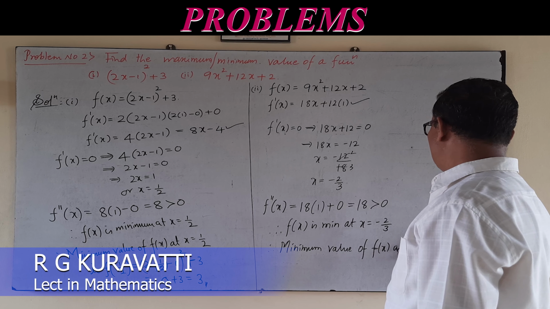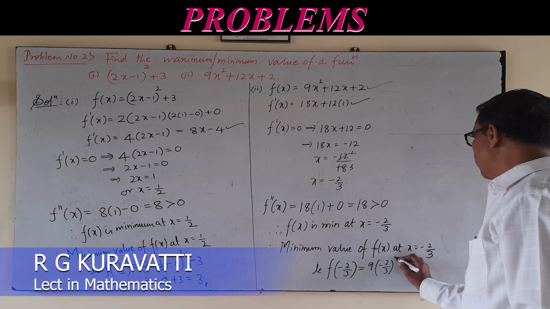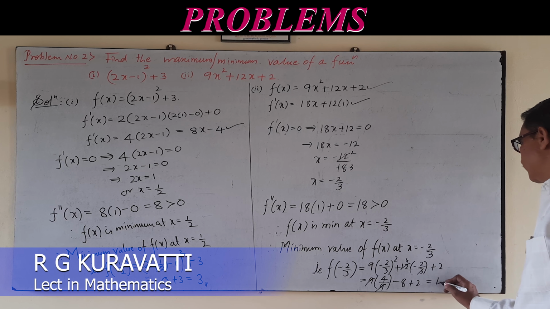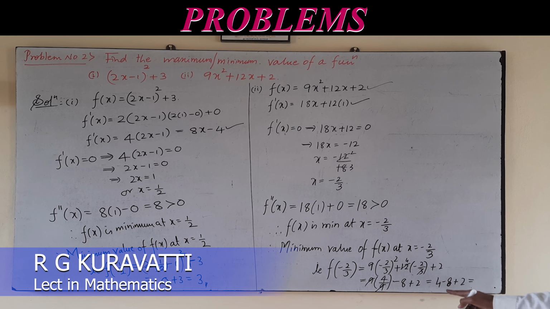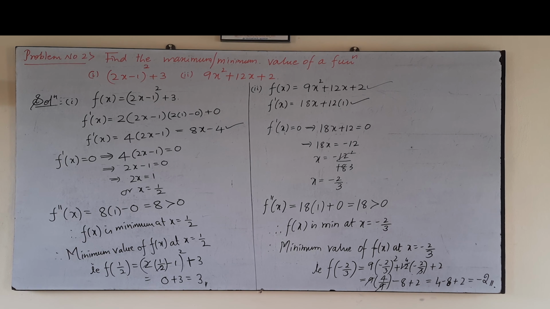Put x equal to minus 2 by 3 in the given function: 9 into minus 2 by 3 to the power of 2, plus 12 into minus 2 by 3, plus 2. Simplify. How much does it become? 9 into minus 2 square, 4, over 3 square, 9, plus 12 into minus 2 by 3: 3 fours are 12, 4s are minus 8, plus 2. 9 and 9 cancel, that is 4 minus 8 plus 2. How much? 4 plus 2 is 6, 6 minus 8 is minus 2. That is the minimum value. Okay.